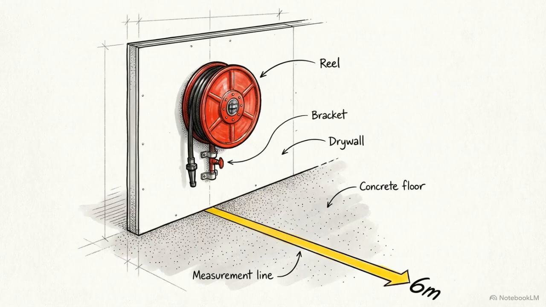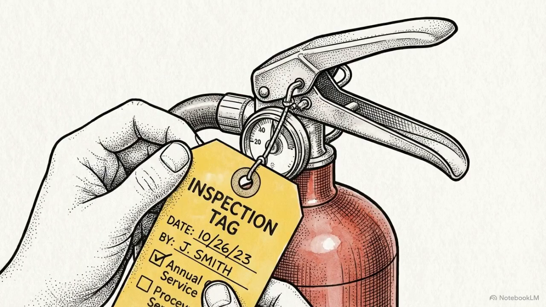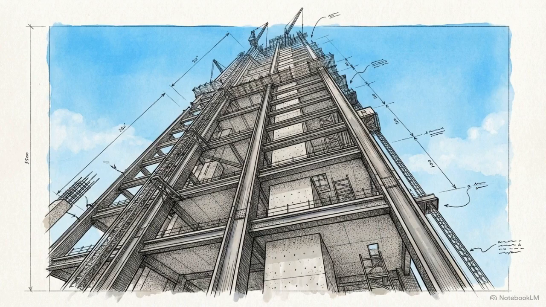Equipment siting is strictly regulated. Hydraulic hose reels must reach within 6 meters of any protected area. Portable extinguishers must be mounted at hand height on escape routes and undergo an annual service program by a competent person. A safe construction site relies on a defense-in-depth strategy.